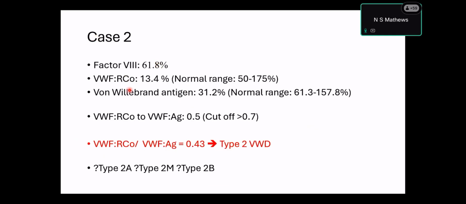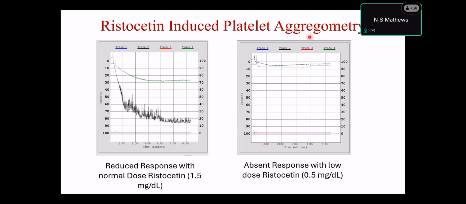Now in our patient, we showed you the activity, we showed you the antigen and the ratio, and now I will show you the ristocetin-induced platelet aggregometry for the patient. With even the normal dose ristocetin, this is the control, and there is a reduced response to normal dose ristocetin in the patient, and with the low dose ristocetin, both the control and the patient are showing an absent response. So can you tell me from these three which one you can eliminate now?